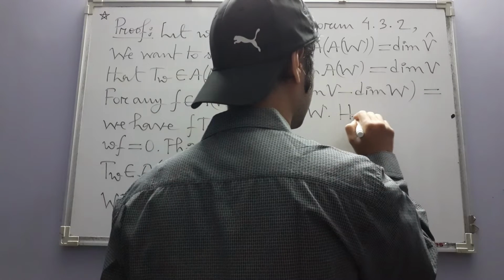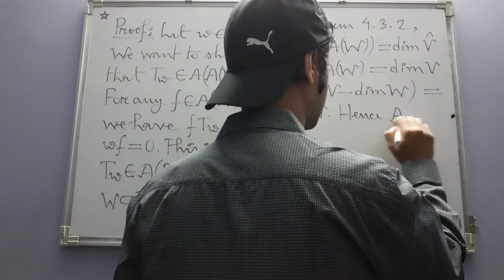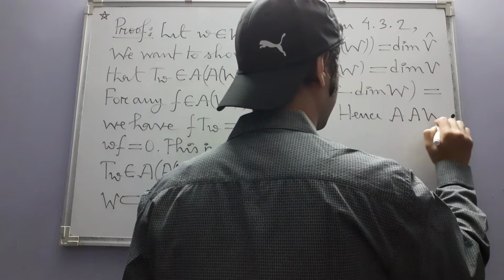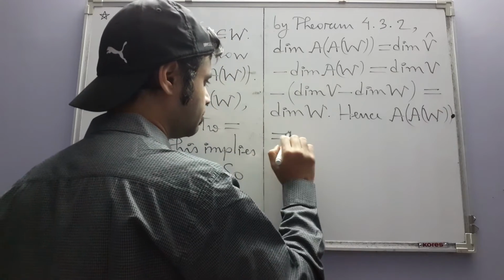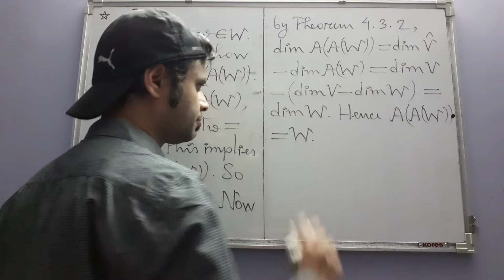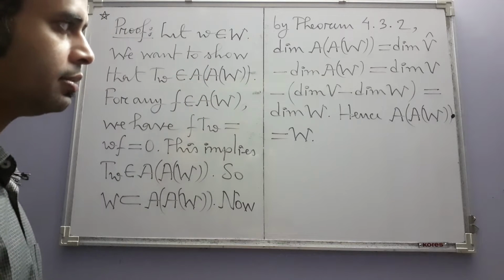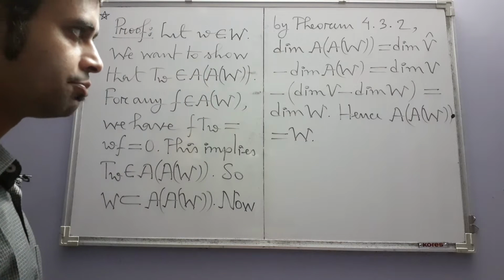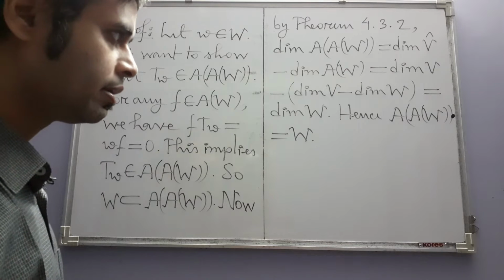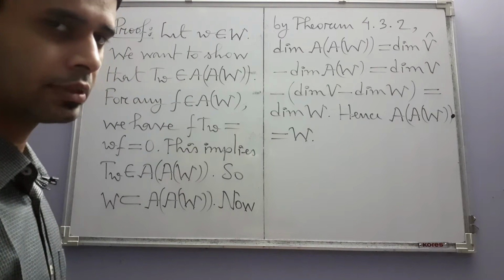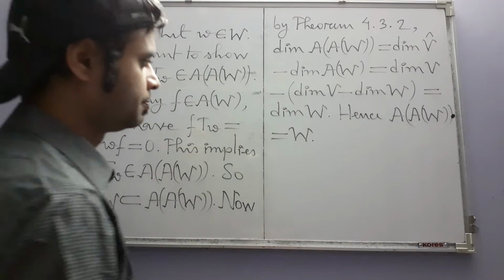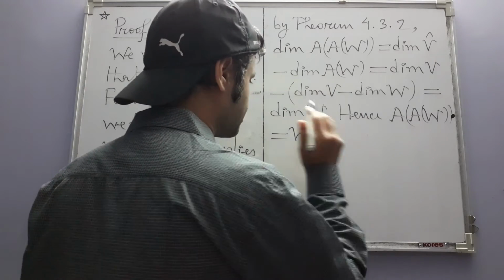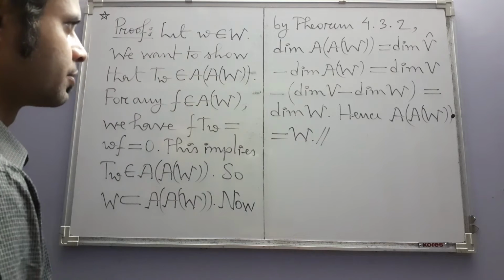Hence A of W is equal to W. So essentially, if we take the annihilator of the annihilator of a subspace, we don't get anything new, we get the original subspace back, and that's the end of the proof.